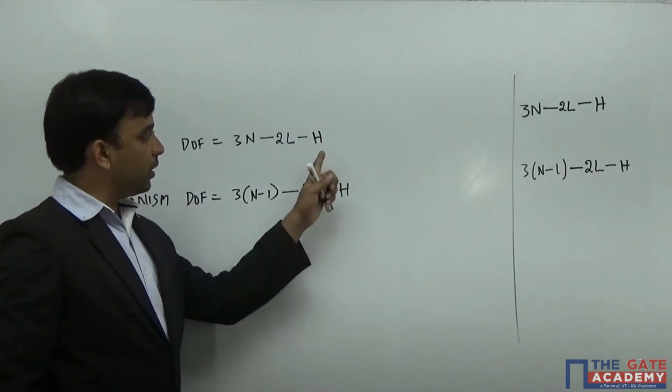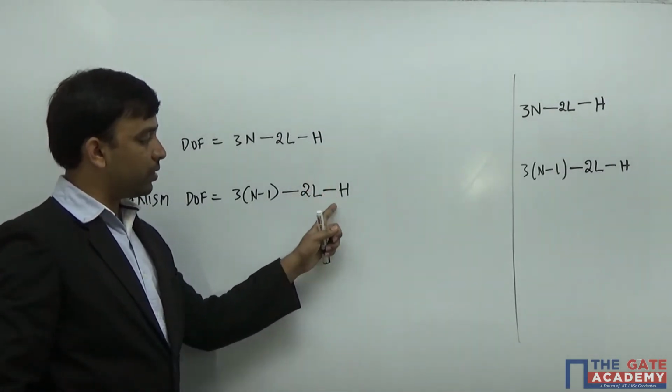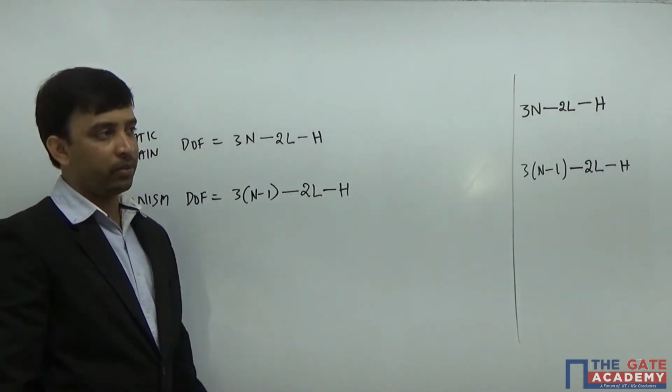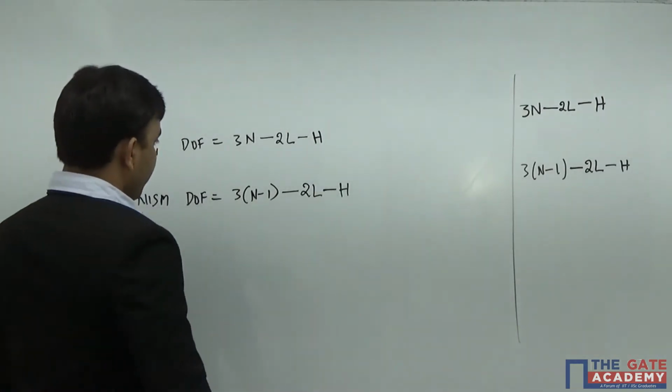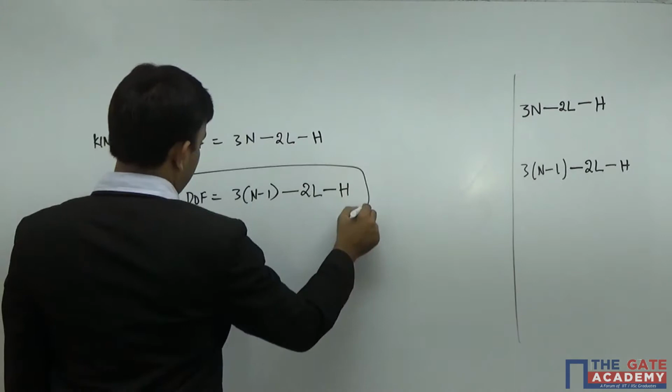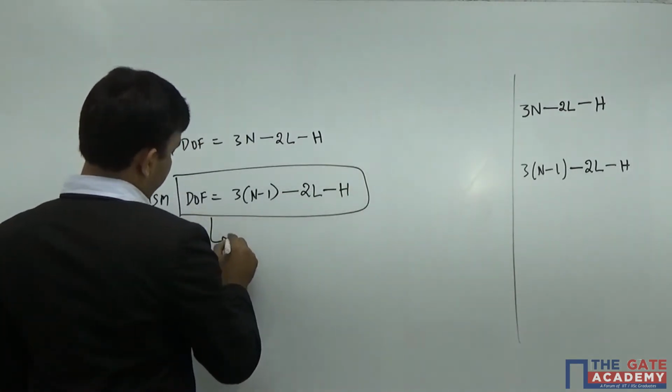So this is degrees of freedom for a kinematic chain, and this is degrees of freedom for a mechanism. The difference between a mechanism and a kinematic chain is that 1 link is fixed in a mechanism. And this equation, if you see, is also called Kutzbach's criterion.